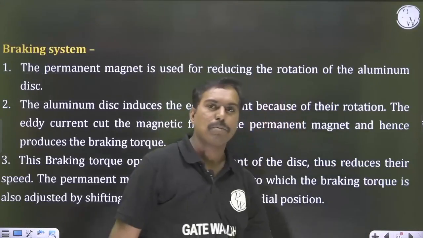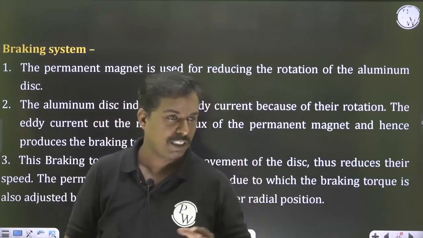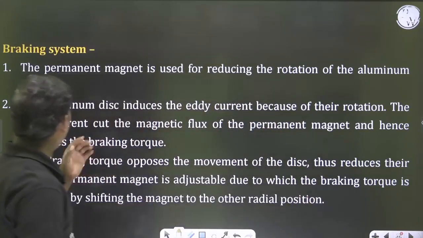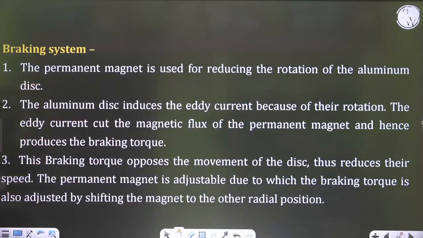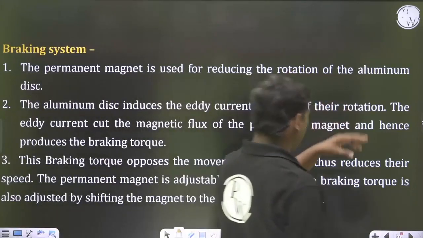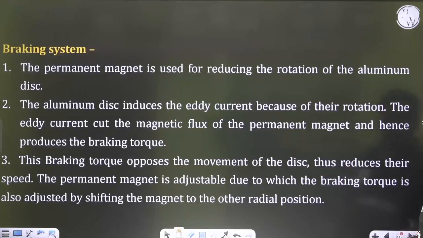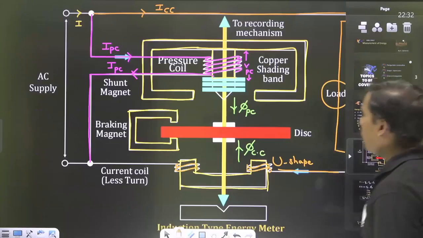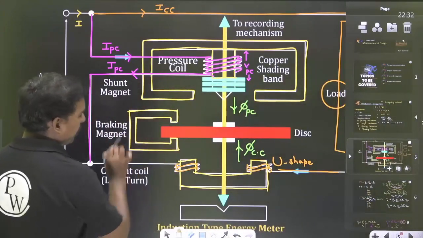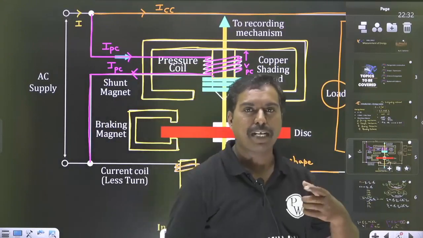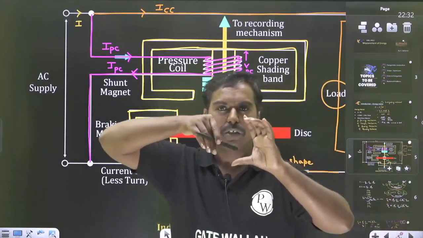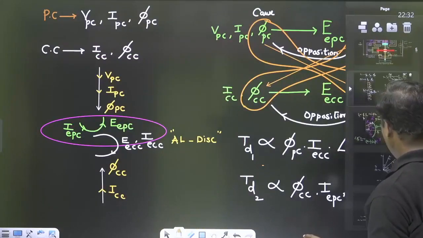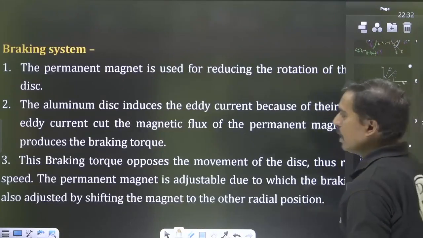See, just like in PMMC, we have the controlling spring. Wherever the deflection torque is controlling, here in the place of controlling, we are having the braking magnet. So what is the purpose of the braking system? I have given some text here. The permanent magnet is used for reducing the rotation of the aluminum disc. If you see the basic diagram, there is another magnet, a C-type magnet. This particular magnet is going to act like a braking magnet for this disc. The aluminum disc is rotating here, and this braking magnet is going to create a certain effect on the rotation of the aluminum disc.